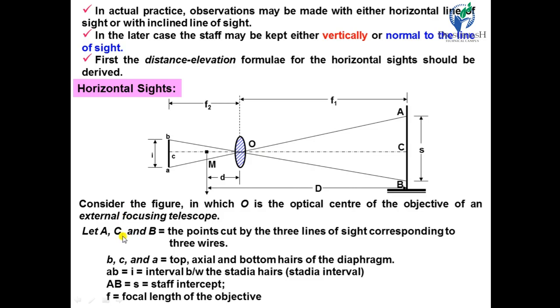Now A, C and B are the points cut by the three lines of sight corresponding to the three wires. Small b, c and a are the top, axial and bottom hairs of the diaphragm, because as per the lens principle we see the picture inverted. Now AB is equal to I, the interval between the stadia hairs. S is equal to the staff intercept. F is equal to the focal length of the objective.